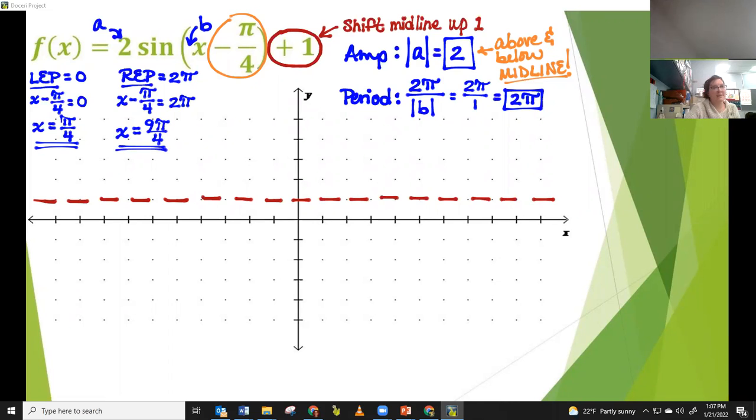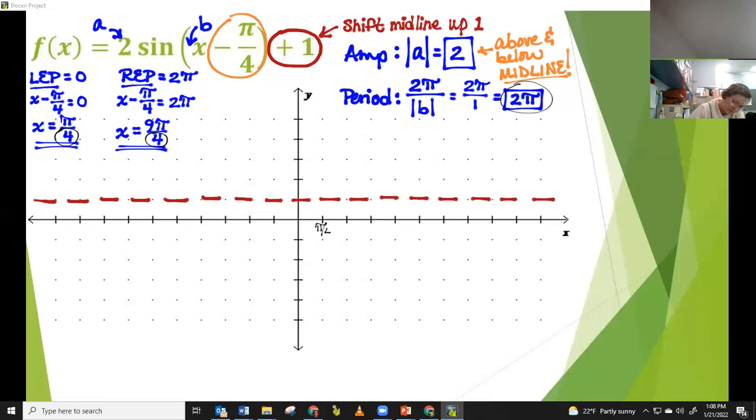Deciding how to set up my x-axis, I'm looking at a couple of things. Unless there's a problem, we want to count pi over 4s along that x-axis. Here, since I see these denominators are both over 4, I'm pretty sure that that's a good plan. I just have to make sure that I can fit at least 2 full periods on this graph that I have in front of me. So I need to make sure that I can go from pi over 4 to 9 pi over 4, and then I have enough space to do that again, either in front of or behind it. So let's label our axis with pi over 4s and see if it'll fit.